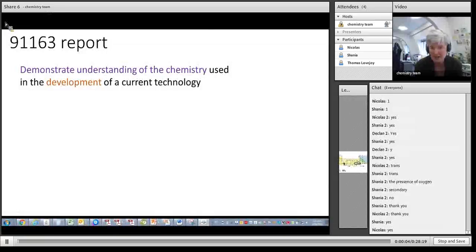Because it's going to be covering the last internal. Now, for this internal, the 91161, if you look at the title of the standard, it says there in two parts, demonstrate understanding of the chemistry. So if you don't show your understanding of level 2 chemistry, you're not going to achieve.